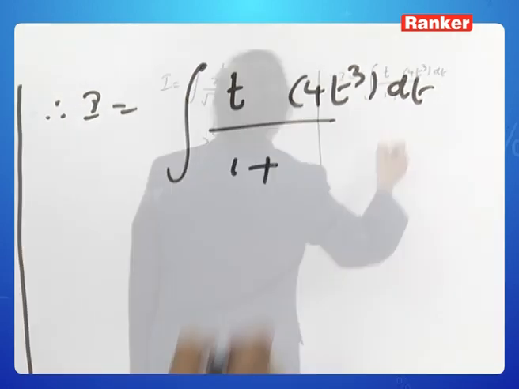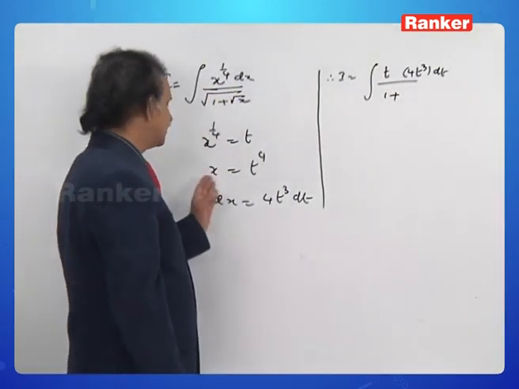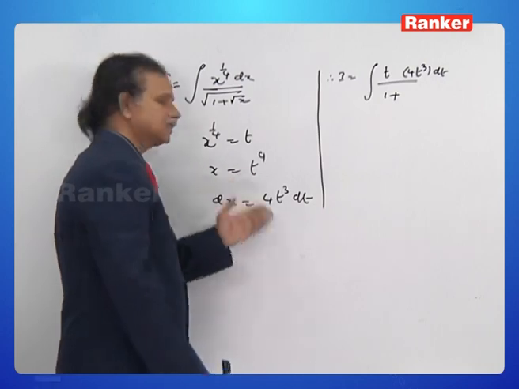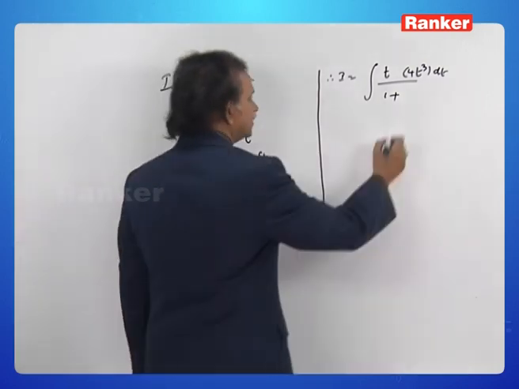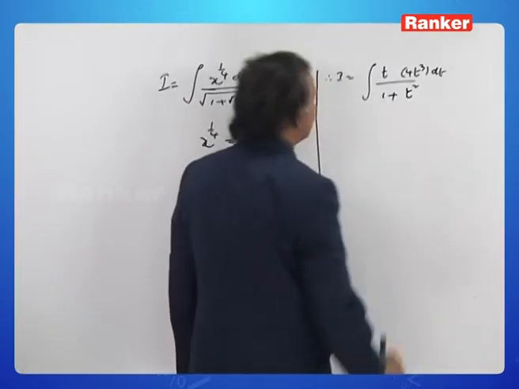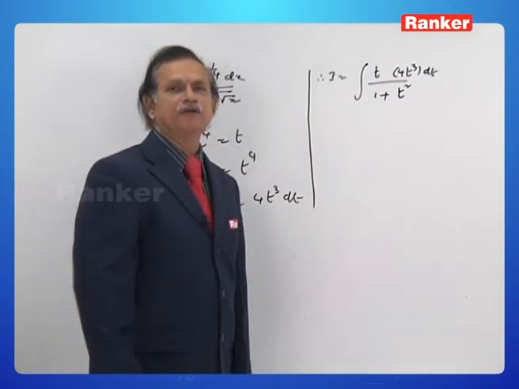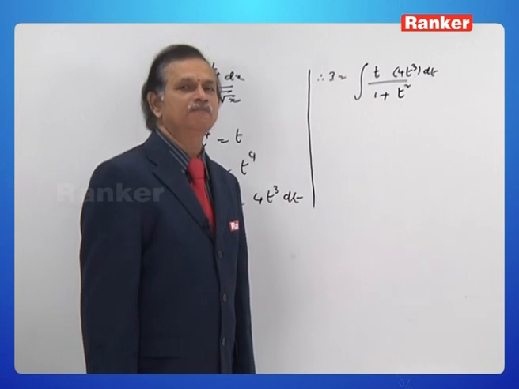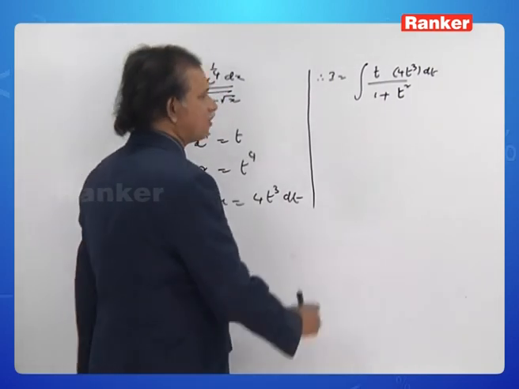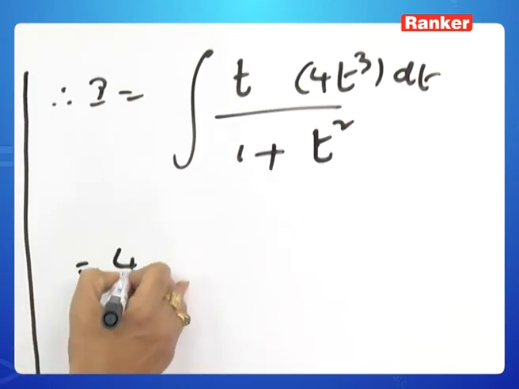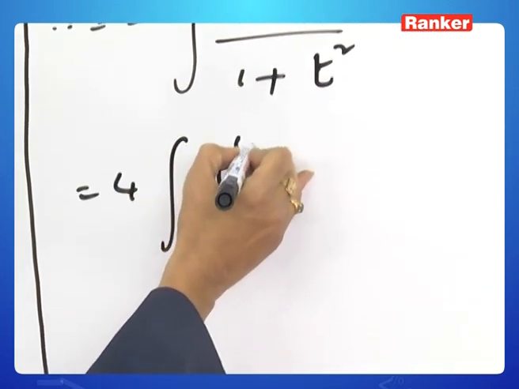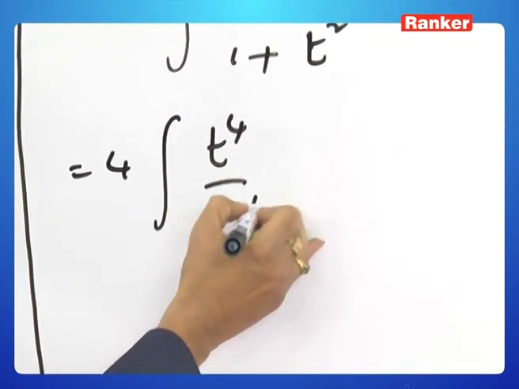by 1 plus root x. You see, x is equal to t power 4. So, root x is t square. So, what is the numerator? t into 4t cube. It is 4t power 4. You bring 4 out so that it becomes 4 into t power 4 by 1 plus t square dt.